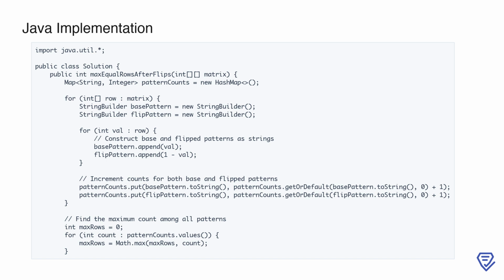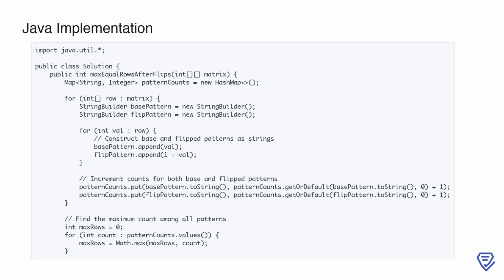For each row, we construct two string representations: the base pattern, which is the row as is, and the flip pattern, which represents the row with all values flipped, ones become zeros and zeros become ones. These patterns allow us to group rows that can be made identical by flipping columns.